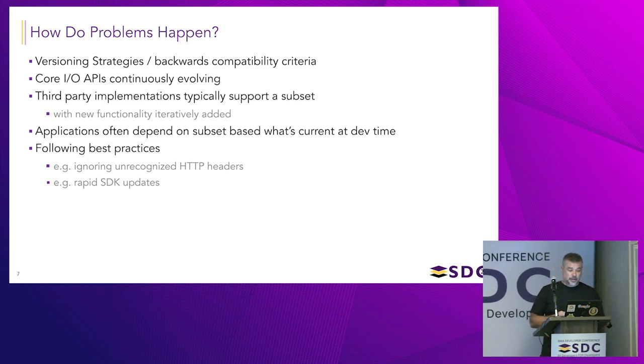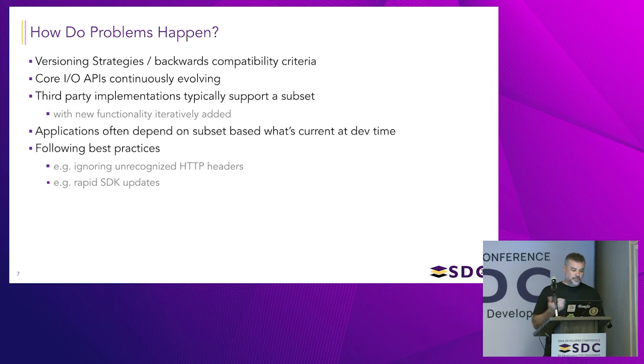Applications often depend on a subset of the functionality, and that's usually based on what's current at dev time. And so the application development teams just kind of do a best guess at what S3 compatibility is, and they roll with that. With that approach, even seemingly basic functionality isn't always guaranteed to work against all the different implementations.